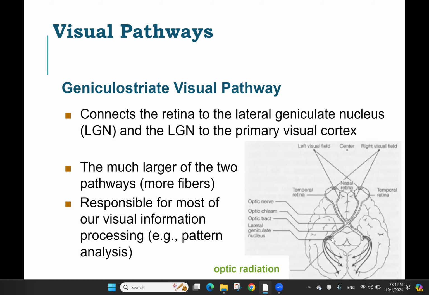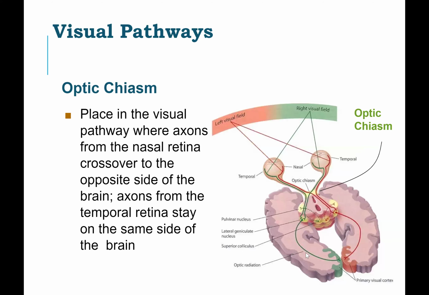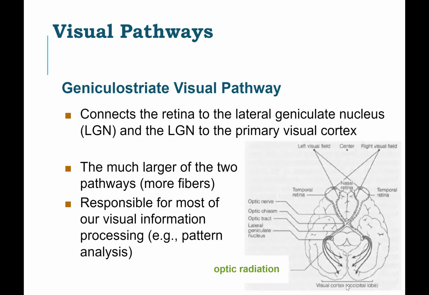Just a matter of terminology, these projections that go from the LGN to the primary visual cortex are called optic radiations. It's just a lot of nerves that project, and this figure tries to show it to you. It's a lot of nerves that get projected down to the LGN.